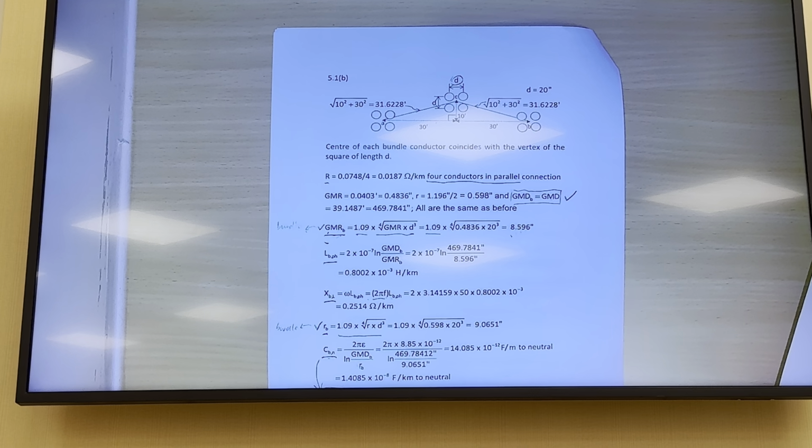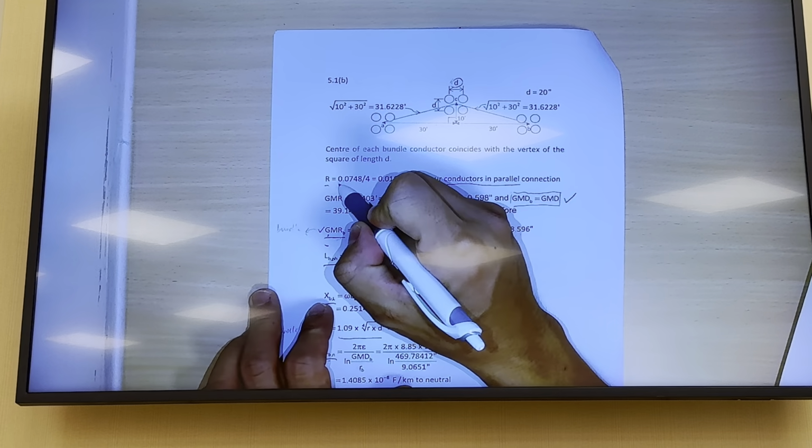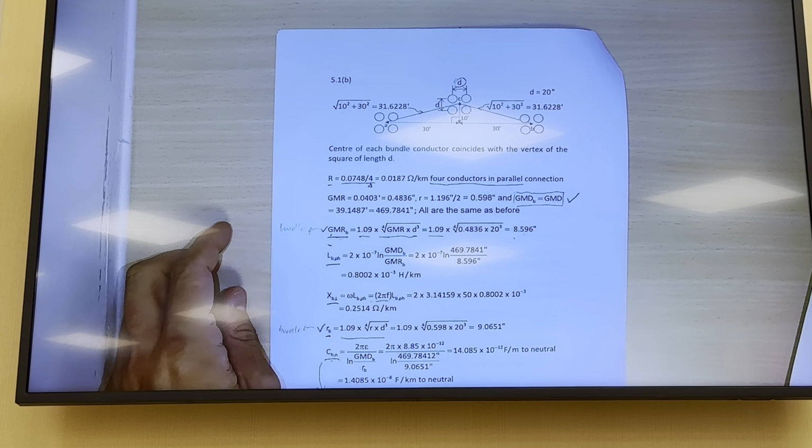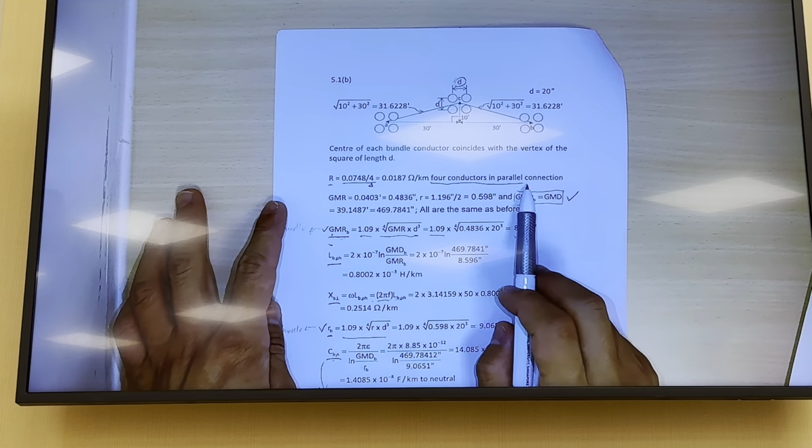However, now for each wire you have 4 conductors. They are in parallel connection. So the resistance will be divided by 4 because they are parallel connected. Understand? For resistance, if you have 2 parallel circuits, the total resistance is half. Now you have 4, so the resistance becomes 1/4 because there are 4 conductors in parallel connection.